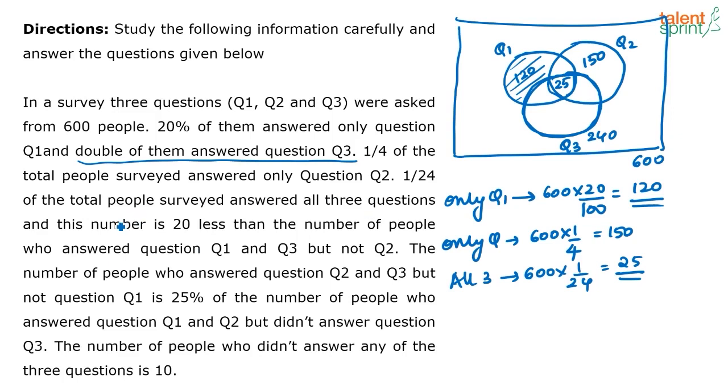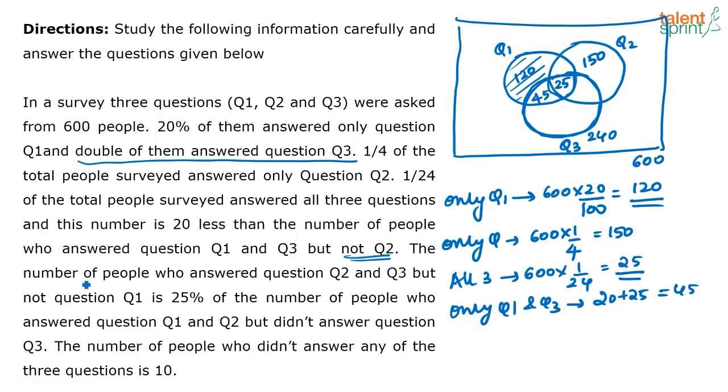Next, what is given? 1/24 of the total people surveyed answered all the 3 questions, and this number is 20 less than the number of people who answered the question Q1 and Q3 but not Q2. So which is the area that we are looking at? Q1 and Q3 but not Q2. This number 25 is 20 less than the people here. So what does that mean? How many people are there here? Only Q1 and Q3 is done by 20 plus 25, or 45 people. They are saying that this 25 is 20 less than the number of people who answered Q1 and Q3 but not Q2. So here you have to put 45.